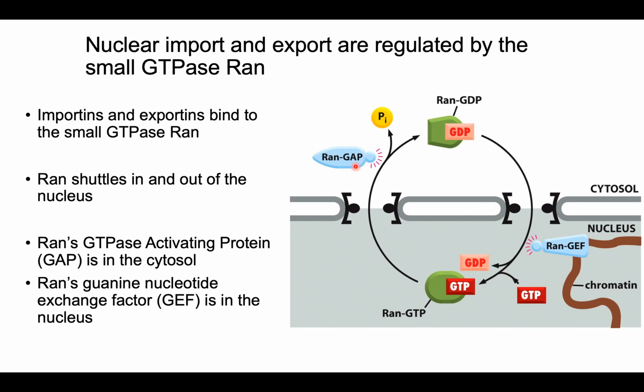So GTPase activating protein is going to remove a phosphate. Guanine nucleotide exchange factor is going to add that GTP. Okay, so we'll see how this molecule plays a role in import and export in the next slide. But just so that we know that this molecule is cycling through having that phosphate taken off, having GTP put back on.